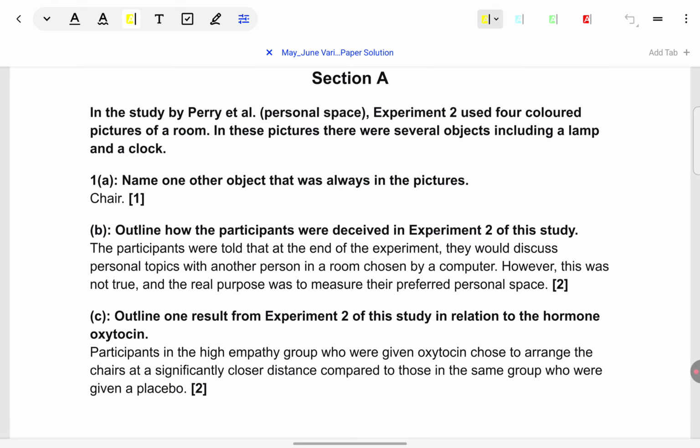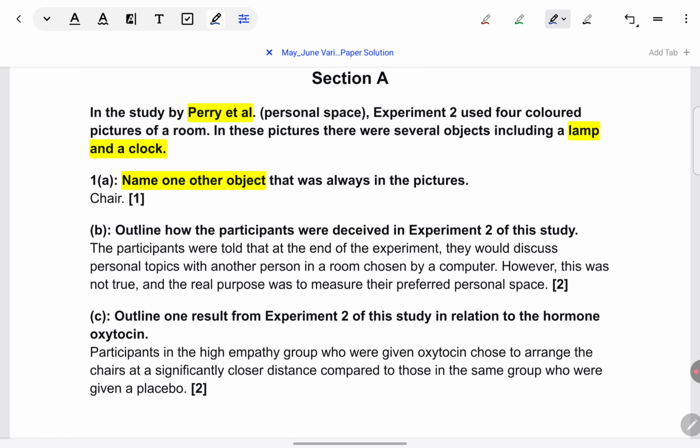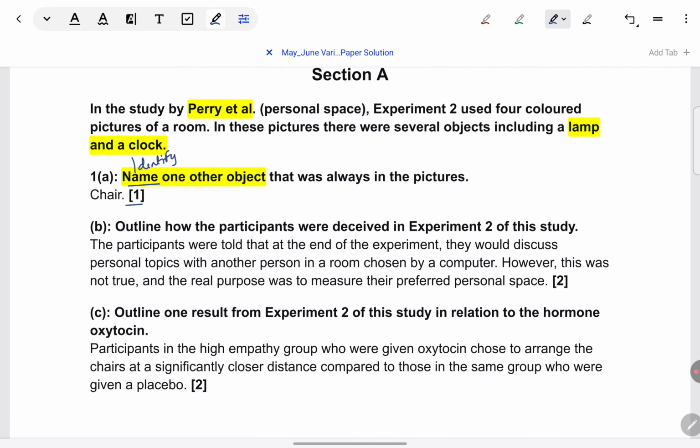In the study by Perry et al., Personal Space, experiment 2 used four colored pictures of a room. In these pictures, there were several objects, including a lamp and a clock. Name one other object that was always in the pictures. When you look at such a question, you have to make note of the command term, which is name in this case, and the marks allotted, which is 1. Name and identify are two command terms which require bare minimum answers, literally one word answers, and they always carry 1 mark per point. So here one object is asked for, so 1 mark has been allotted.